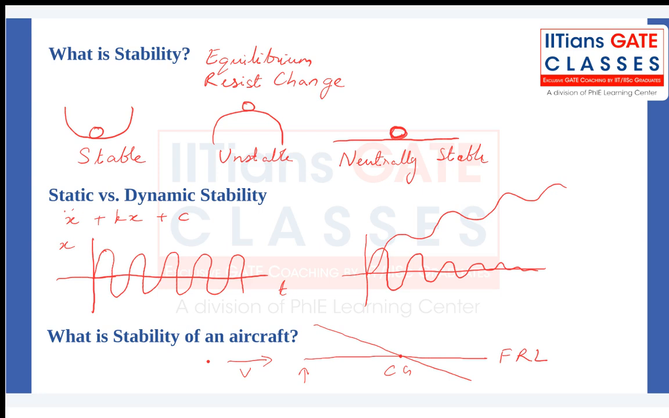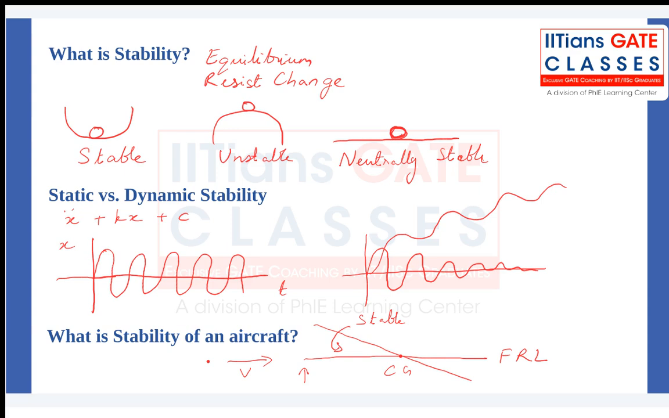Pitch down for stable, more pitch up if unstable. Perfect. So if it is stable, it will try to come back to its equilibrium point, right? So you will have a moment like this. This is for stable. So if the aircraft is stable, it will try to regain its equilibrium point. It will have a tendency to come towards its original equilibrium point. Correct. So this is right. So pitch down gives you a stable aircraft.